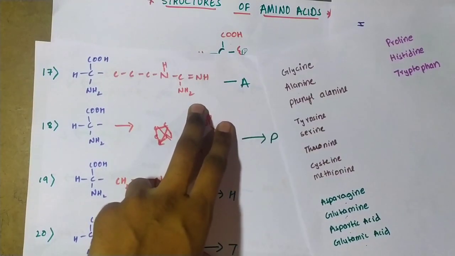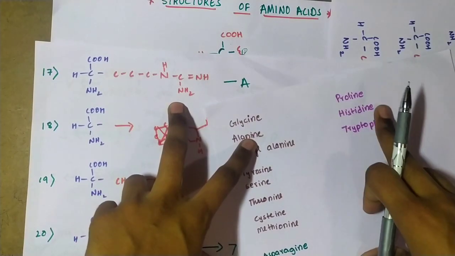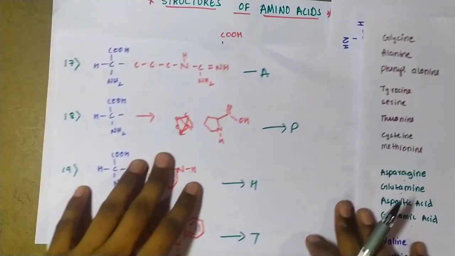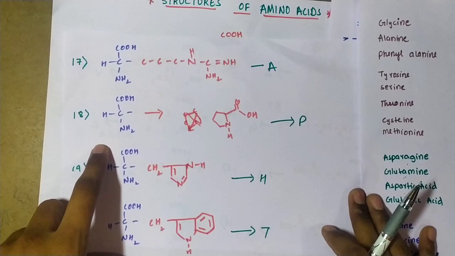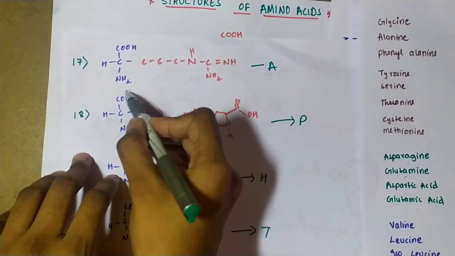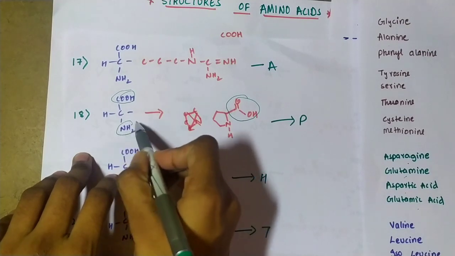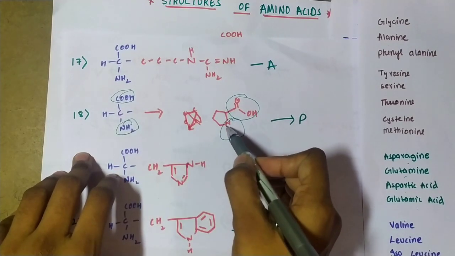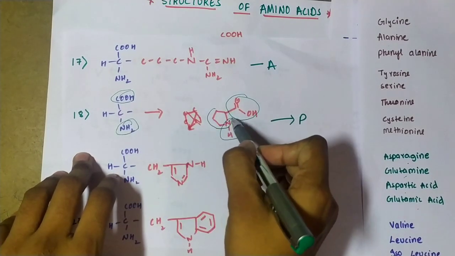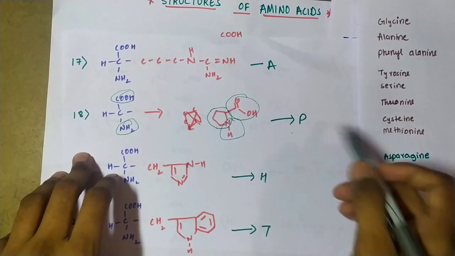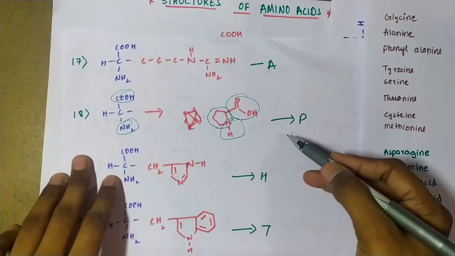Now our fourth sentence is PHT, that is proline, histidine and tryptophan. Here this whole compound is equal to this amino acid. Here this COOH is acting as this COOH and this NH2 is NH. Here this whole thing is acting as a cyclic compound. So this is called the proline structure.